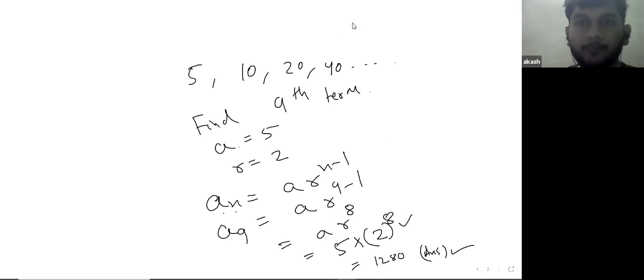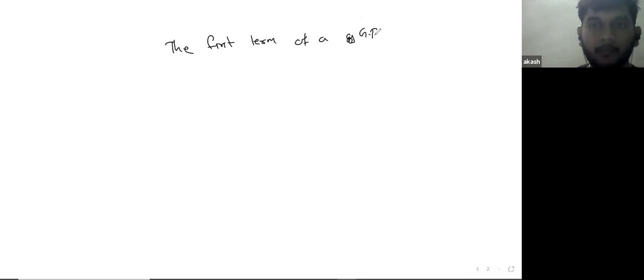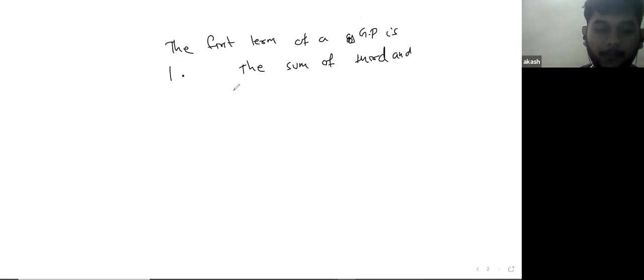So let's move forward. Let's start with a new question. Please write down: the first term of a GP is 1. The sum of the third and fifth term is 90. Find the common ratio.